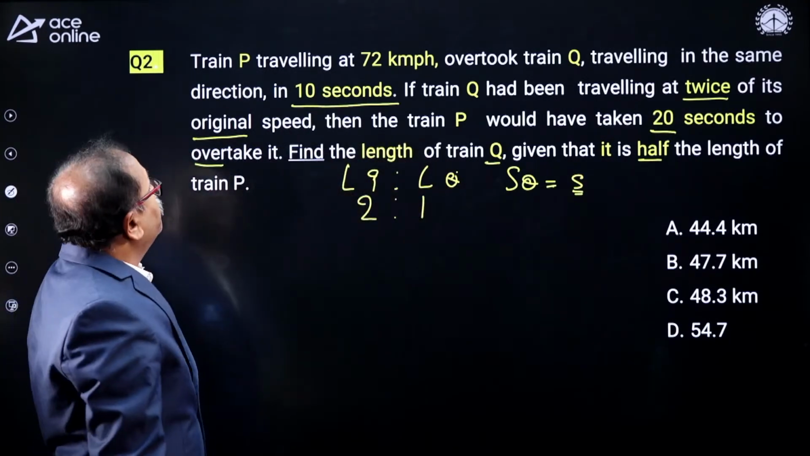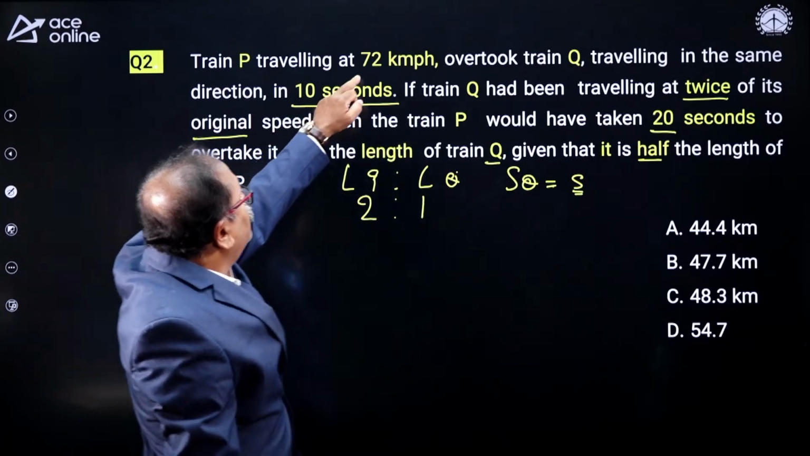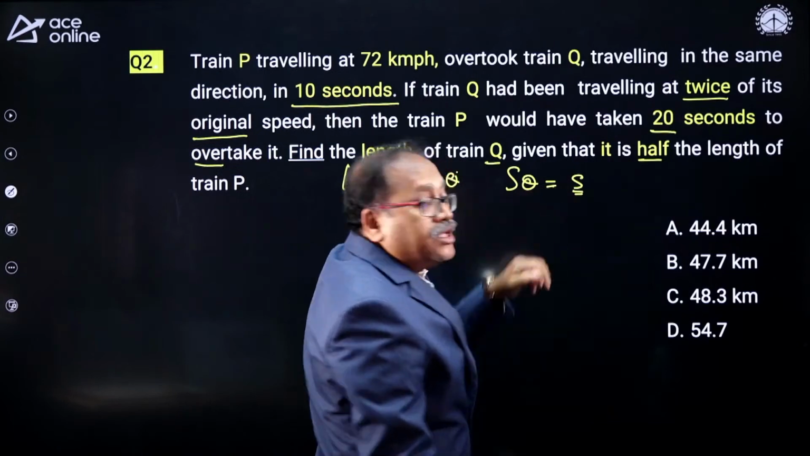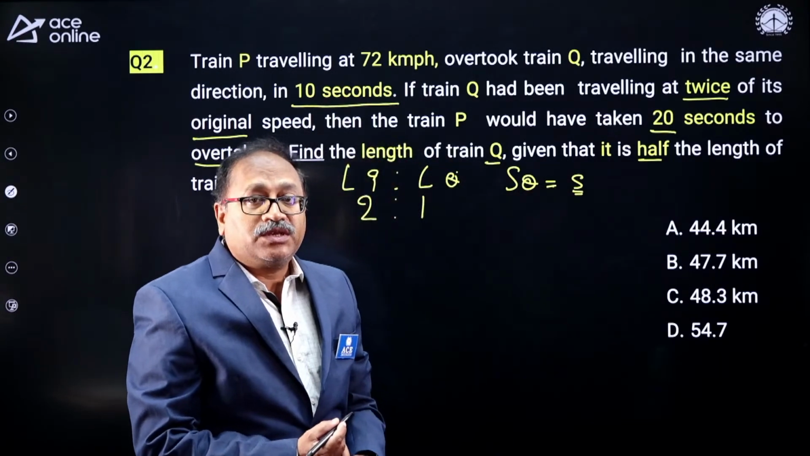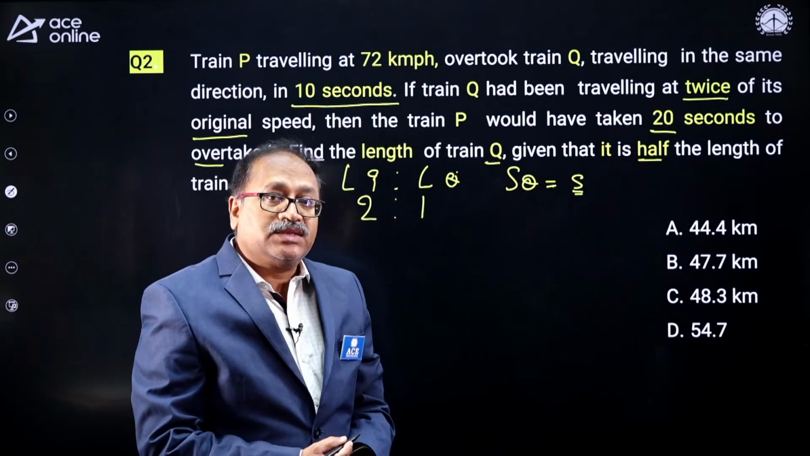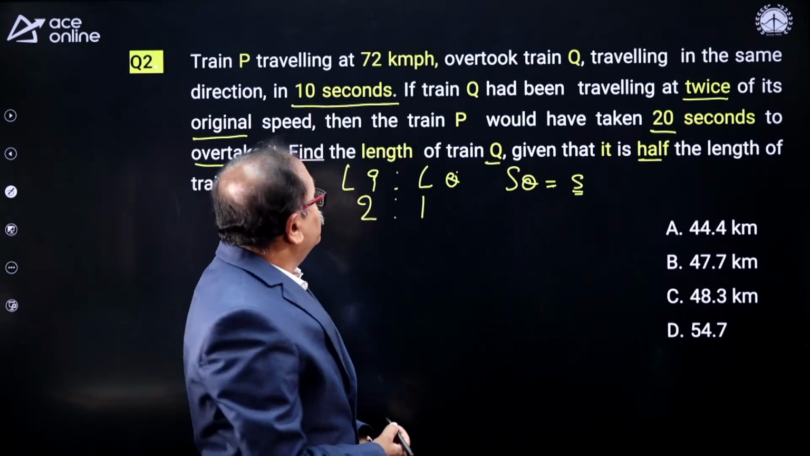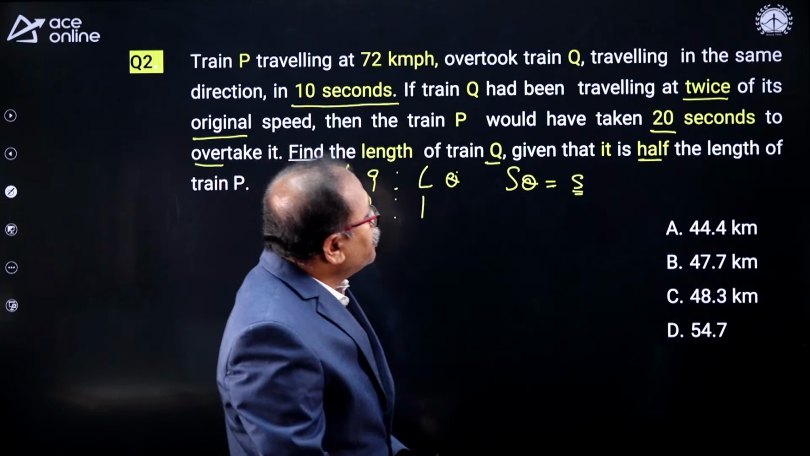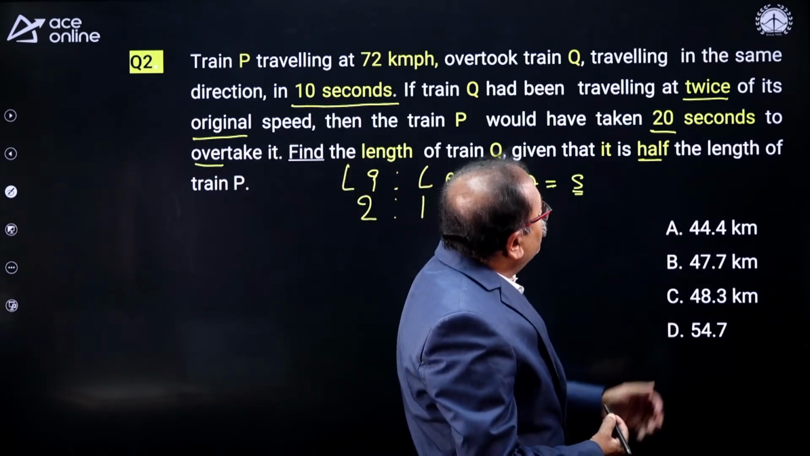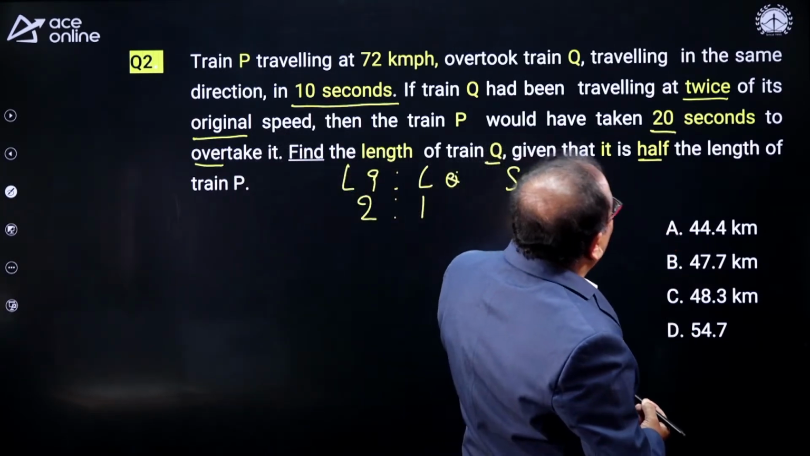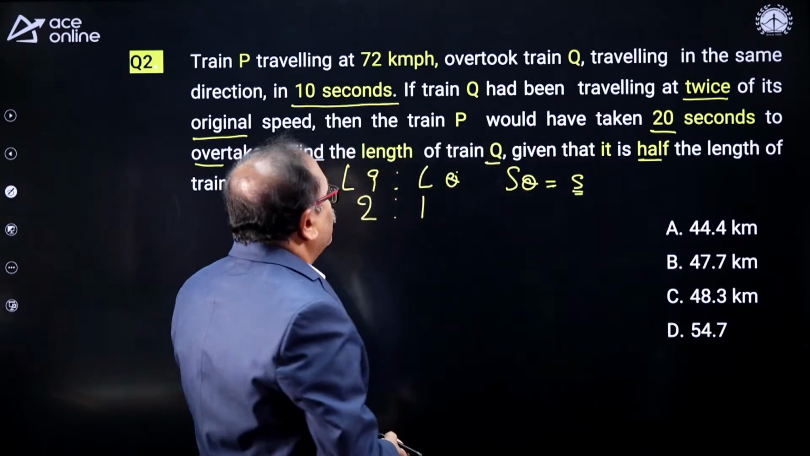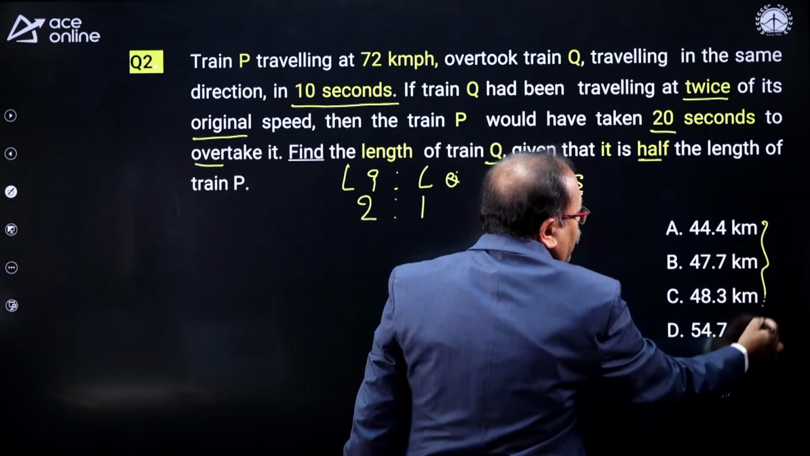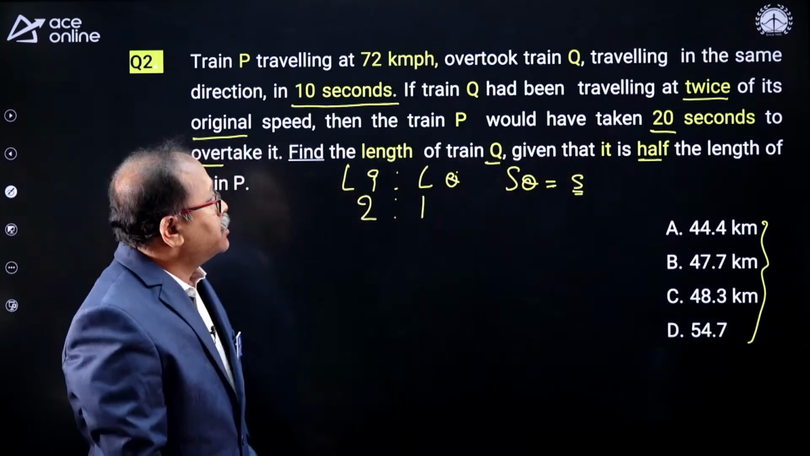Then what will be the relative speed? It is 72 plus S in case of opposite directions and 72 minus S in case of same directions. As the answers are given in kilometers, okay. What I need to find out is the length of the train. I think some option error is there, so ignore that part.